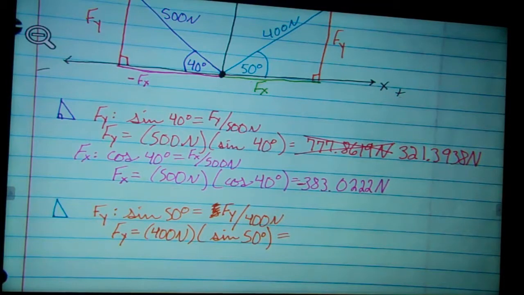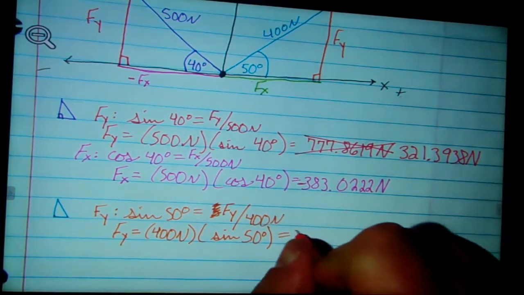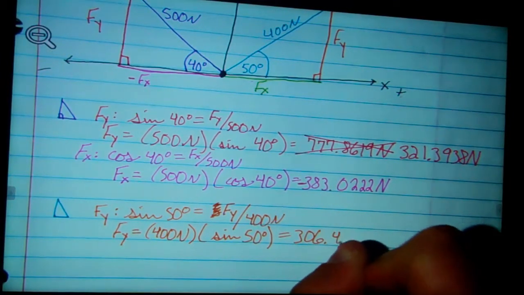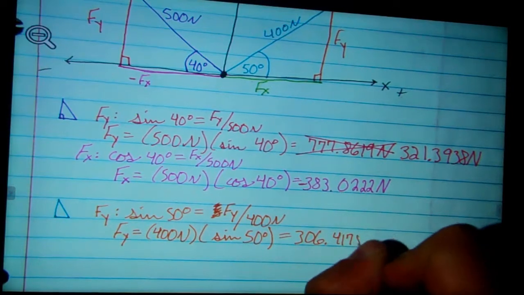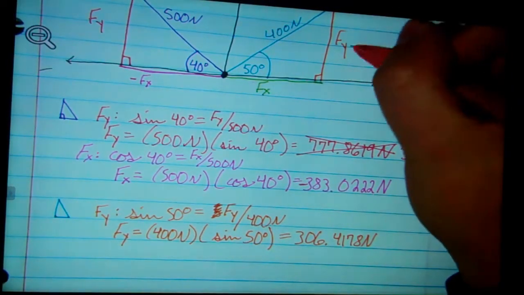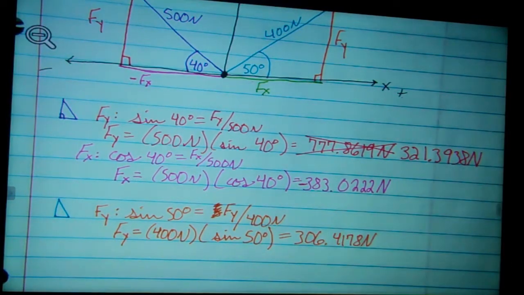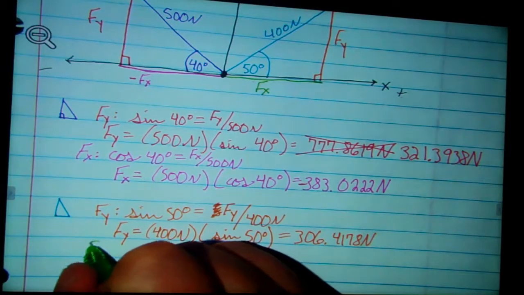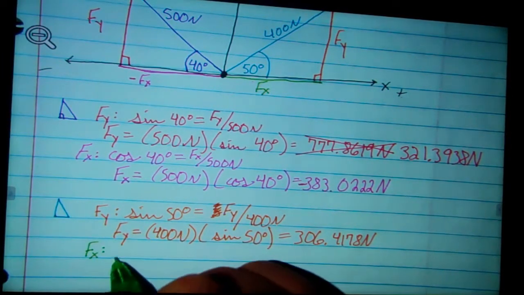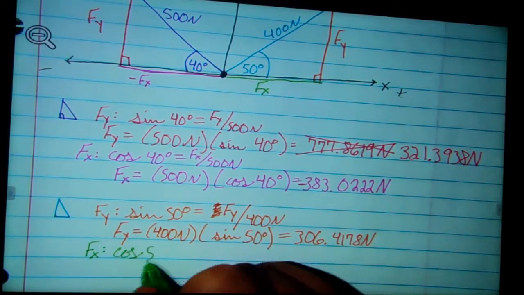I don't know where you are. Newtons. I get 306.4178 newtons. It's in the positive direction, so it's positive. Then from there, find f sub x, which will be equal to the cosine of 50 degrees.